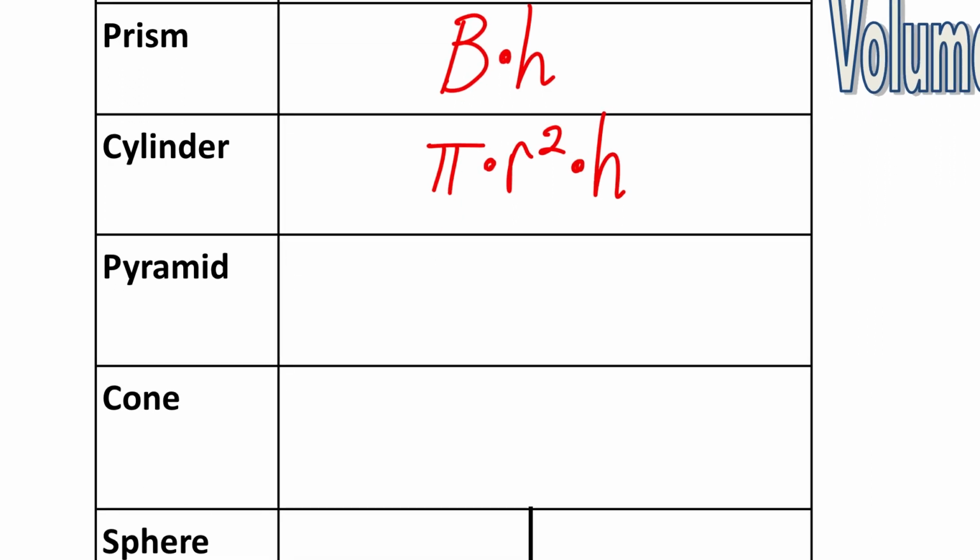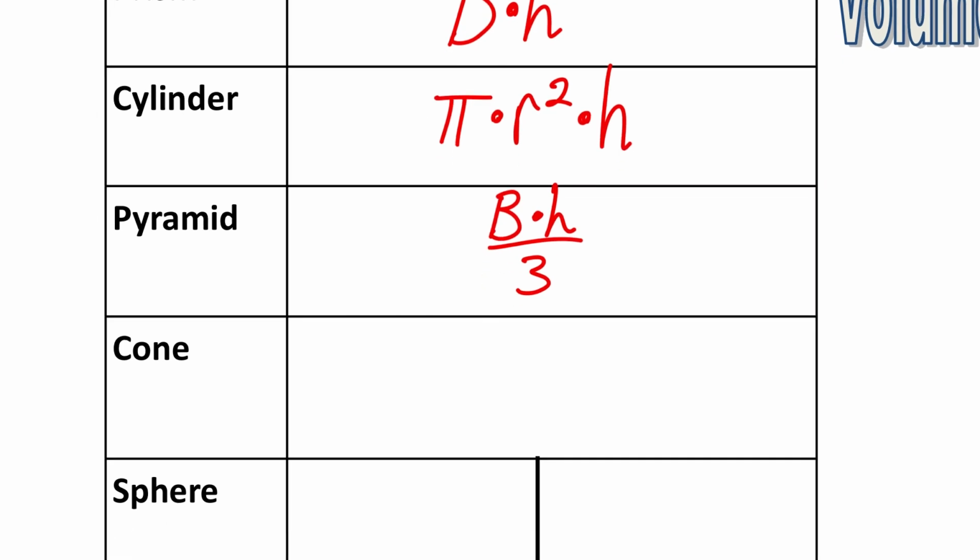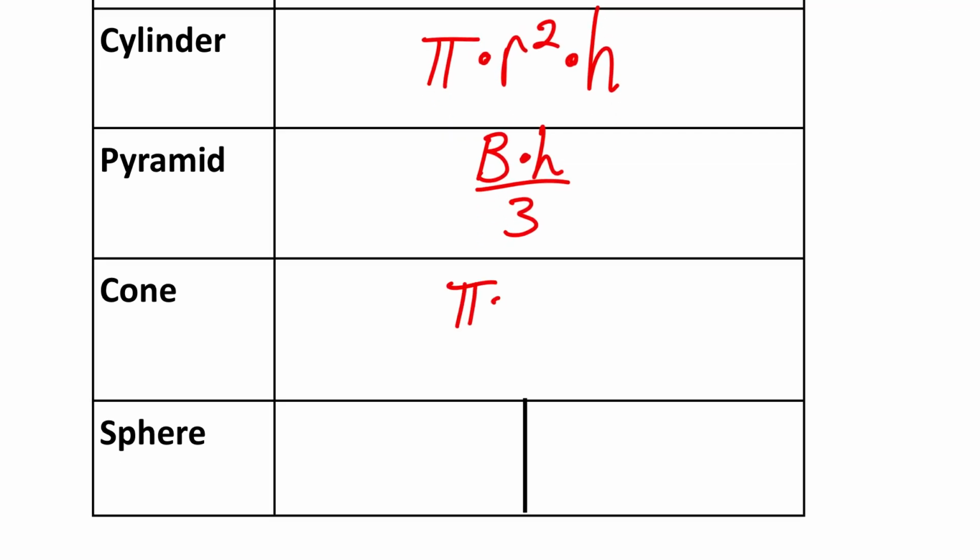Okay, for a pyramid, volume is capital B times little h divided by 3. Again, capital B is the area of the base. For a cone, pi r squared times h divided by 3.